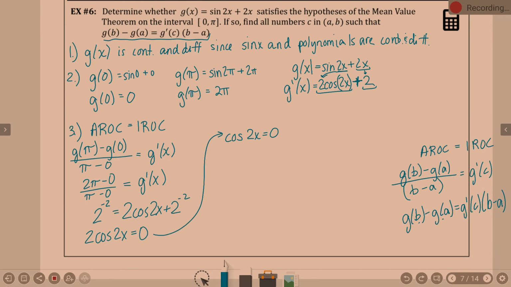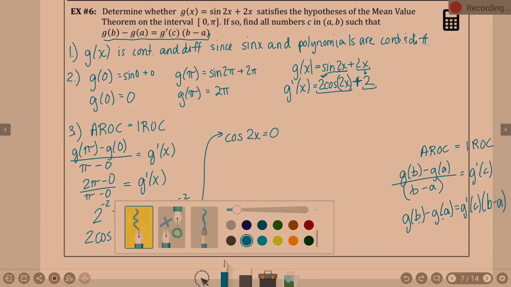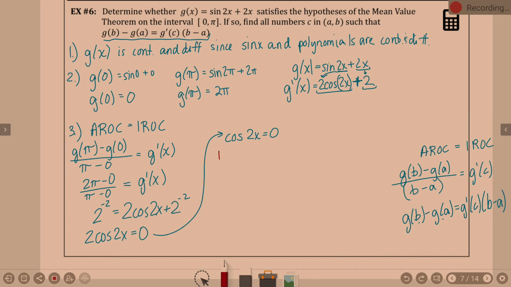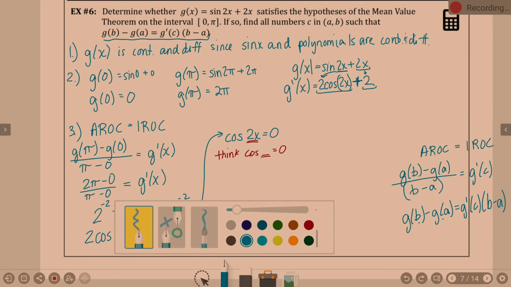And then Sophie says, I'm done. I went as far as I can, I'm stuck. Okay, so this is where I say, okay, think. What you have to think here is when does cosine of something equal 0? Because then what we're trying to do is we're pairing those up. So when does cosine equal 0?